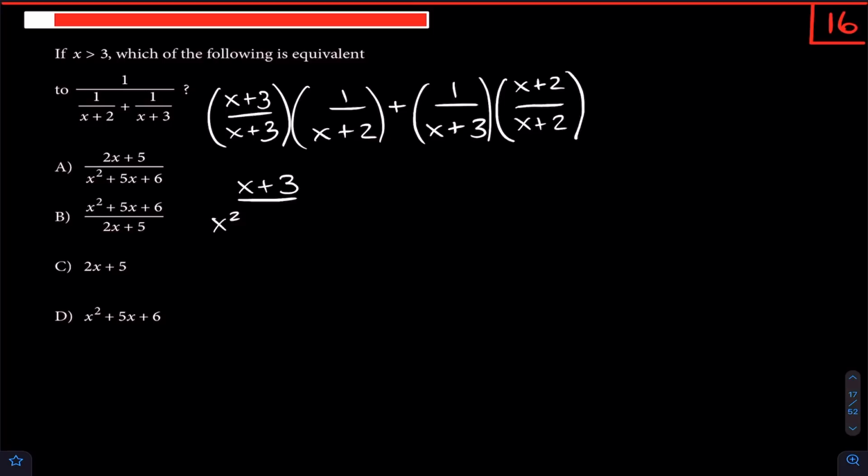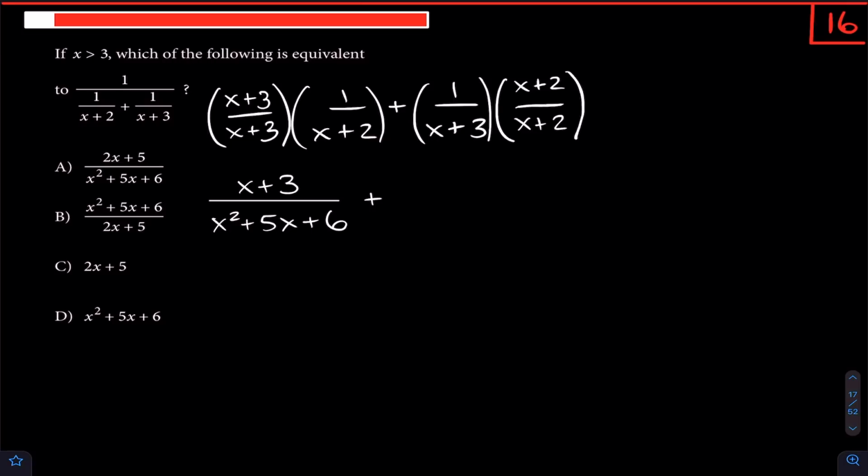3 times x gives you 3x. 2 times x gives you 2x. And then 3 times 2 gives you 6. And just so I don't want to keep writing out a bunch of different work here, I'm going to combine these already. This is a 5x. So that's our first fraction.